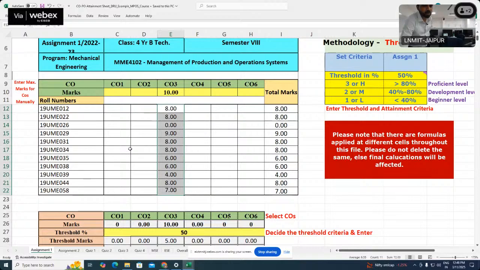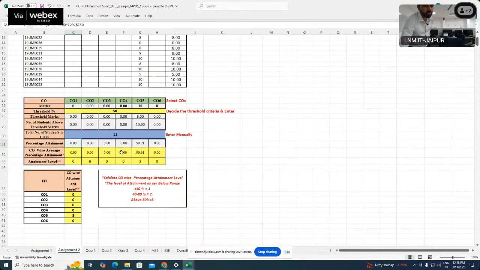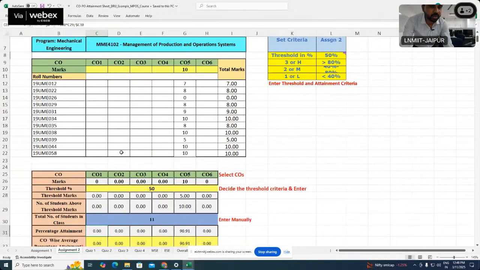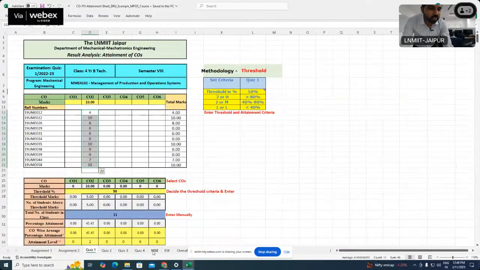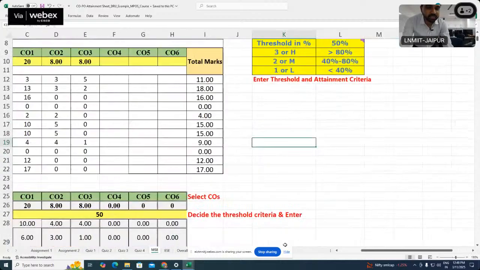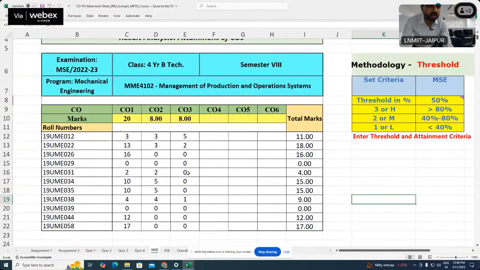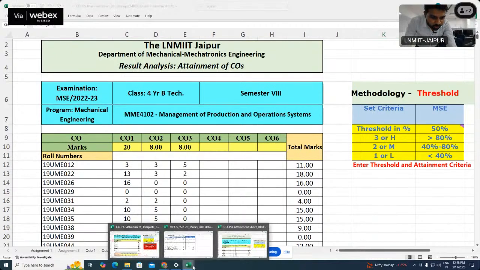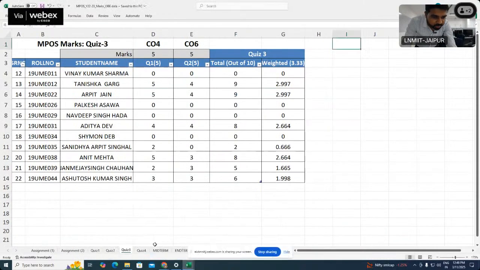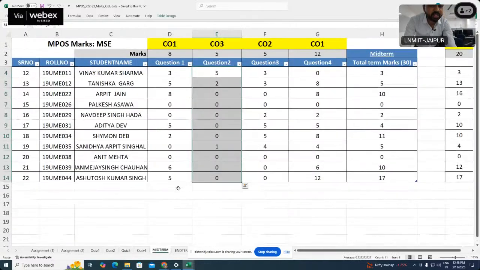So this is the students' performance data for assignment 1, for assignment 2, for all quizzes, for the midterm examination. Let us say again there were a few questions. Let me show you the data for the midterm examination. So in the midterm examination there were 4 questions.